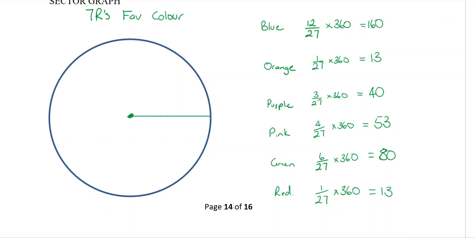Okay, next is pink, which is 53 degrees. Green is 80 degrees.